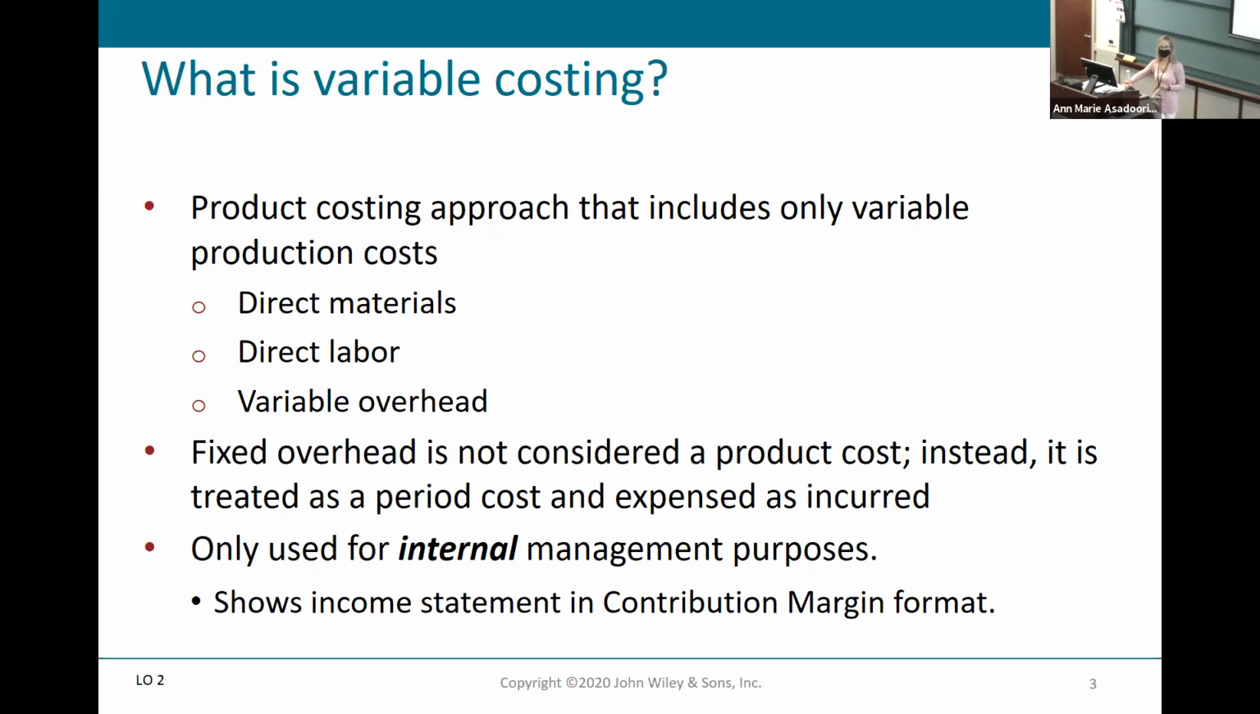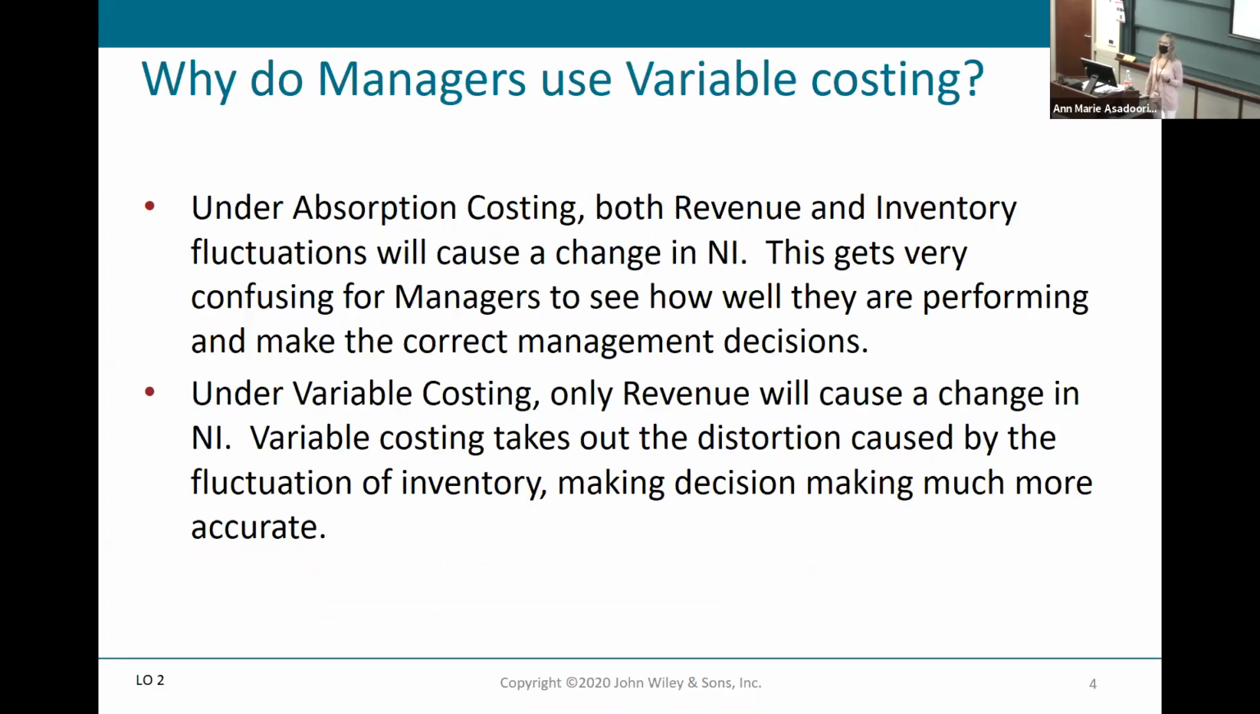So under absorption costing, or your accounting system that every company has, both revenue and inventory fluctuations are going to cause a change in your net income. And this gets confusing for managers because they're trying to see how well they are performing. Remember when we did cost volume profit analysis, you're constantly trying to make improvements and changes. And then you're constantly looking at that net income to see which change gave you the higher result, right?